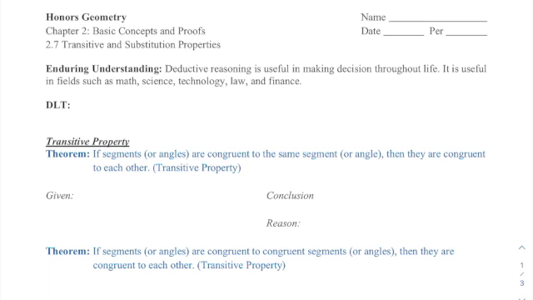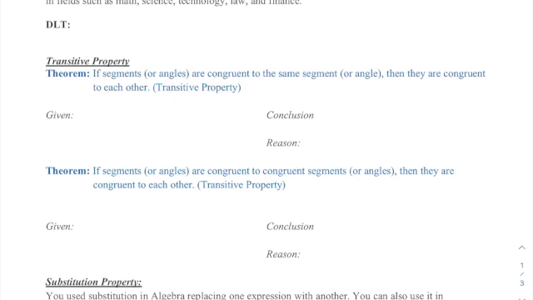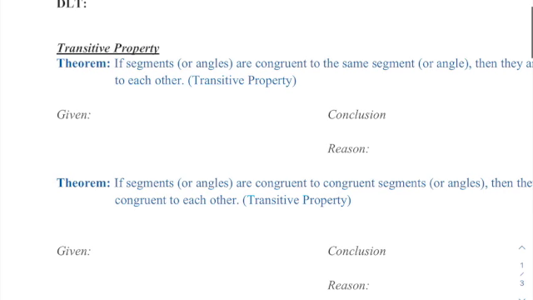So I'm going to redefine them here for us and then give you an example of what this might look like. So the transitive property says it can be said one of two ways, and both are used here as a theorem. Transitive property option 1 says if segments or angles are congruent to the same segment, then they are congruent to each other. So an example of this, let's use segments for this. I'll use angles for the next one.